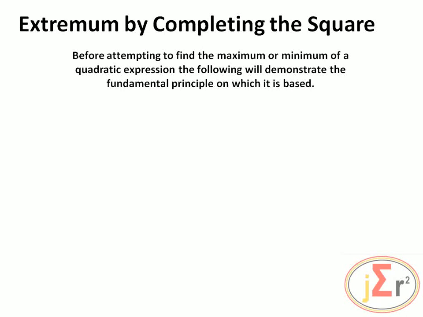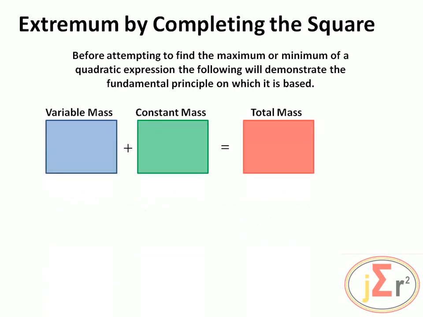Before attempting to find the maximum or minimum of a quadratic expression, and of course we're going to be doing that by completing the square, the following will demonstrate the fundamental principle on which it is based. We have a variable mass here being added to a constant mass, and we are going to be examining what is going to happen to the total mass.